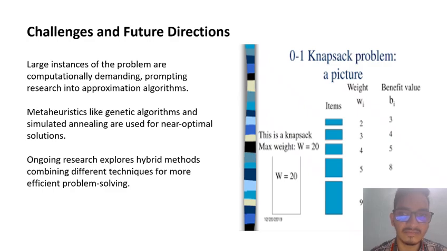Challenges and future directions. Large instances of the problem are computationally demanding, prompting research into approximate algorithms. Metaheuristics like genetic algorithms and simulated annealing are used to find near-optimal solutions. Ongoing research explores hybrid methods, combining different techniques for more efficient problem solving.